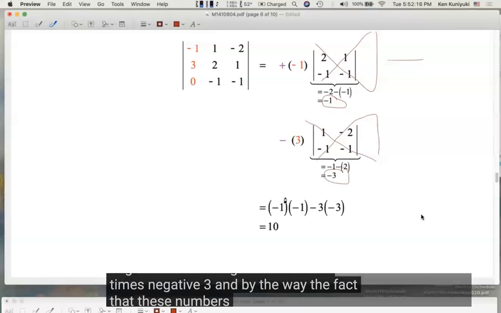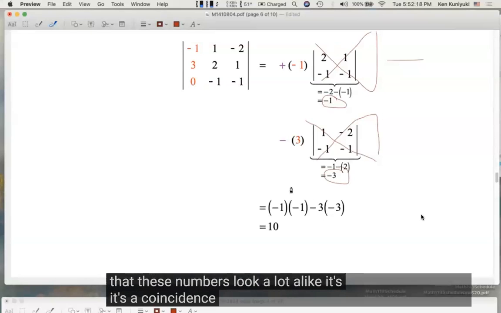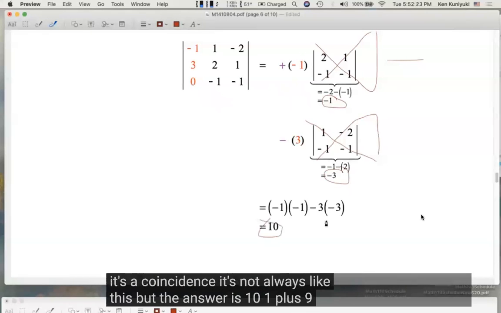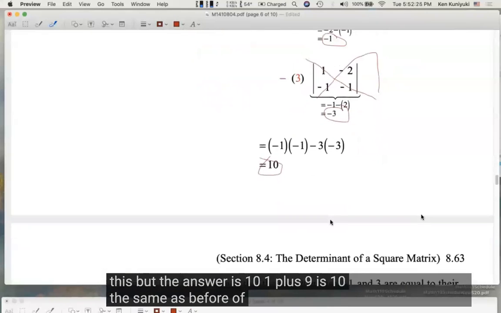And by the way, the fact that these numbers look a lot alike, it's a coincidence. It's not always like this. But the answer is 10. 1 plus 9 is 10. The same as before, of course.